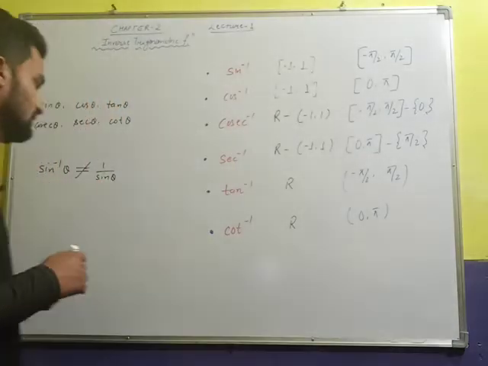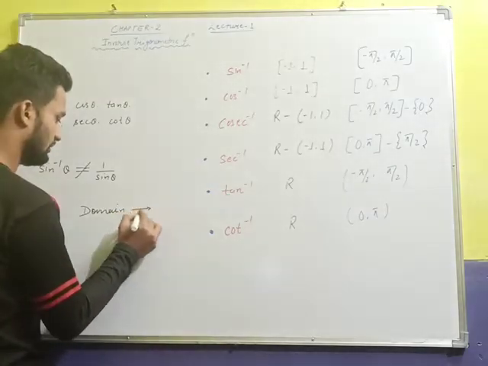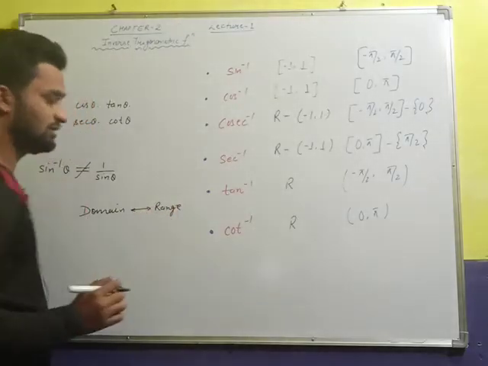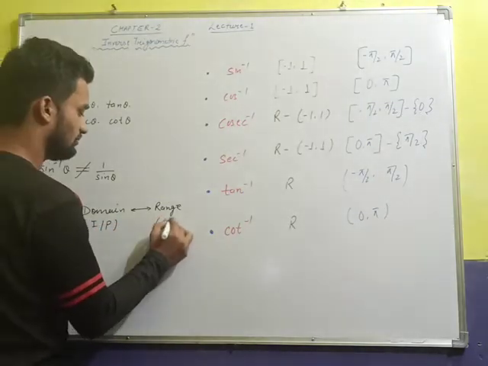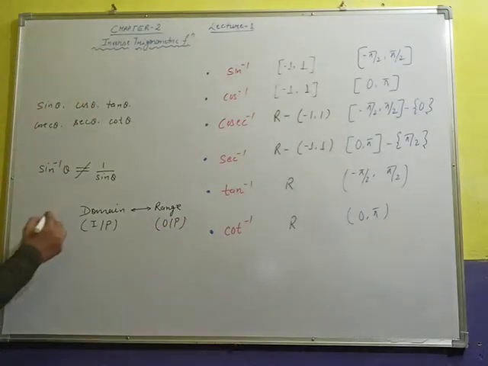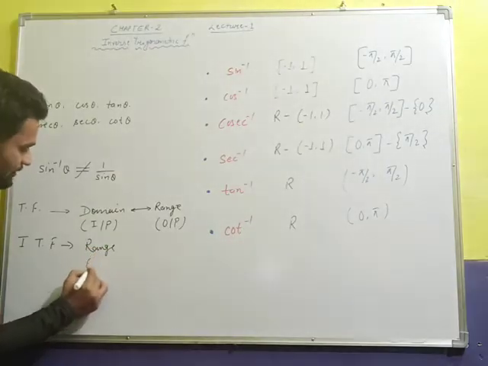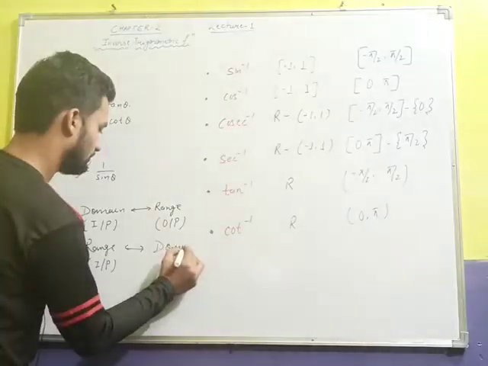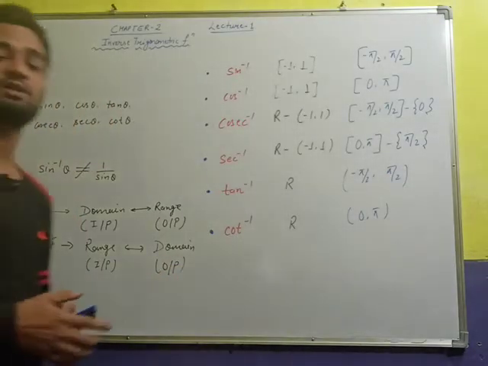Inverse of a function means that the domain is interchanged with the range. Last year, for trigonometric functions, the domain was like the input and the range was like the output. But in the case of inverse trigonometric functions, the range will be your input and the domain will be the output. We just interchange input with output.